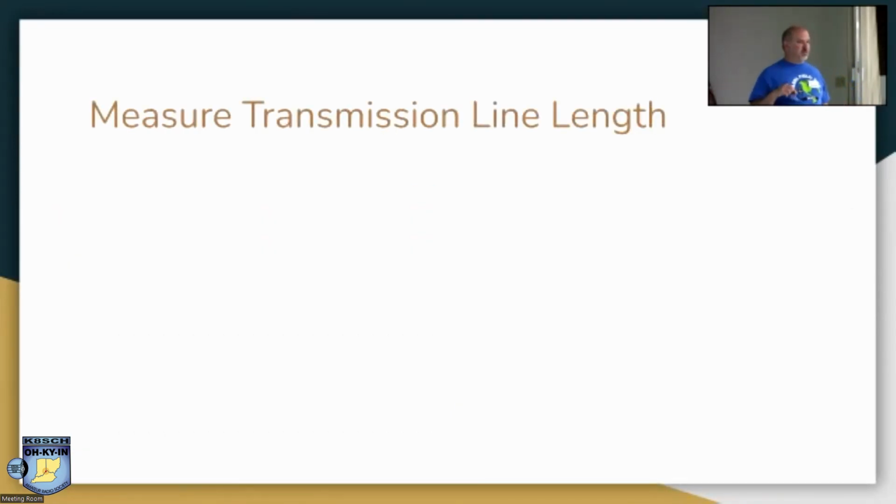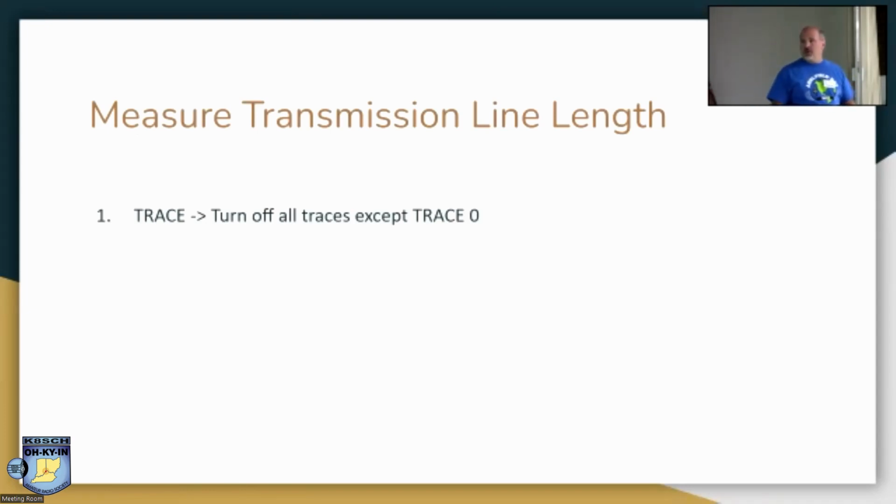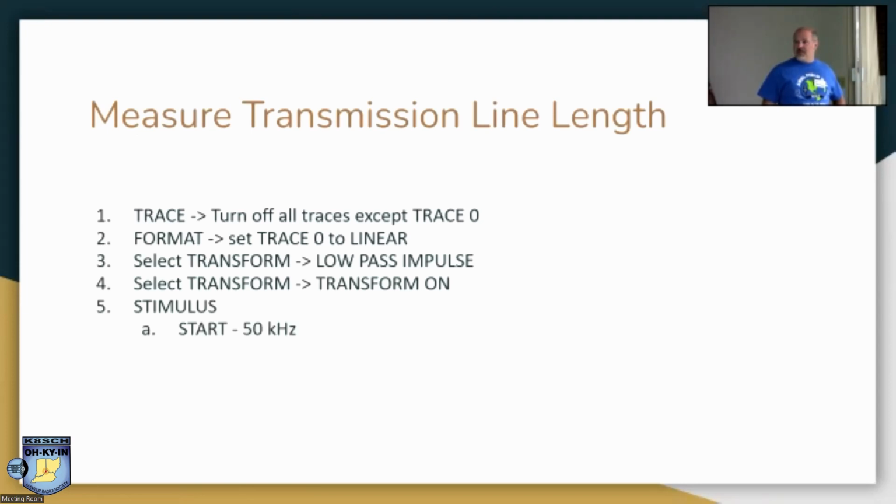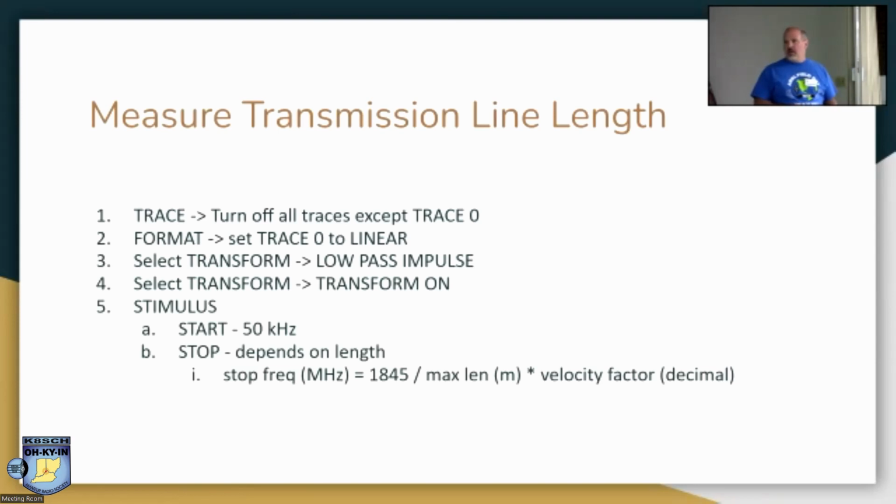This one I found fascinating was measuring transmission line length. This one's a little different. You're going to turn off all traces except for trace 0. You're going to format trace 0 to be linear. Select your transform as a low pass impulse. Then turn your transform on. And then your stimulus. Start at 50 kilohertz. Stop depending on your length.